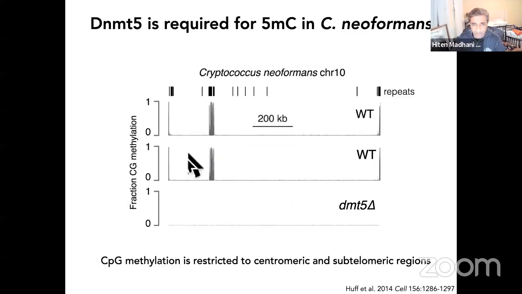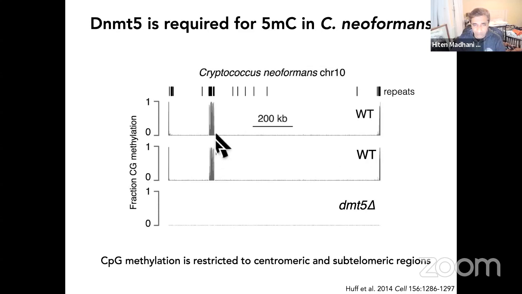So in Cryptococcus, this is a browser shot of a chromosome, chromosome 10, and what's on the y-axis is the fraction of every CG on this chromosome that's methylated. And what you can see is that there's a cluster of methylation sites in this portion of the chromosome, which is rich in repetitive elements. And this cluster corresponds to the centromere.